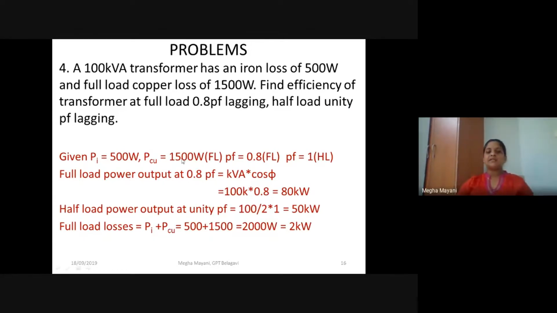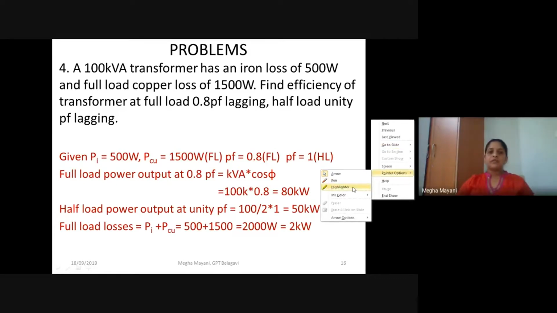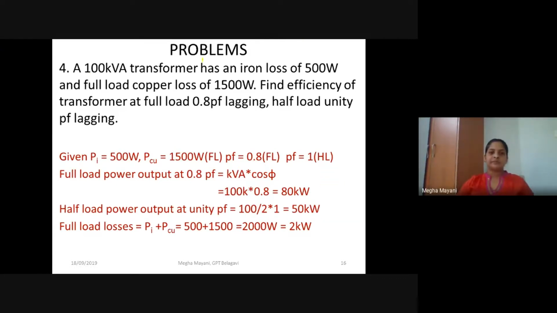Now let us write the given data here. We have the iron loss, which is Pi, and it is 500 watts. And we have a copper loss at full load condition. As we know, iron loss is fixed, whereas copper loss is variable. So when we have full load condition, the copper loss is observed to be 1500 watts. So PCU at full load is 1500 watts.